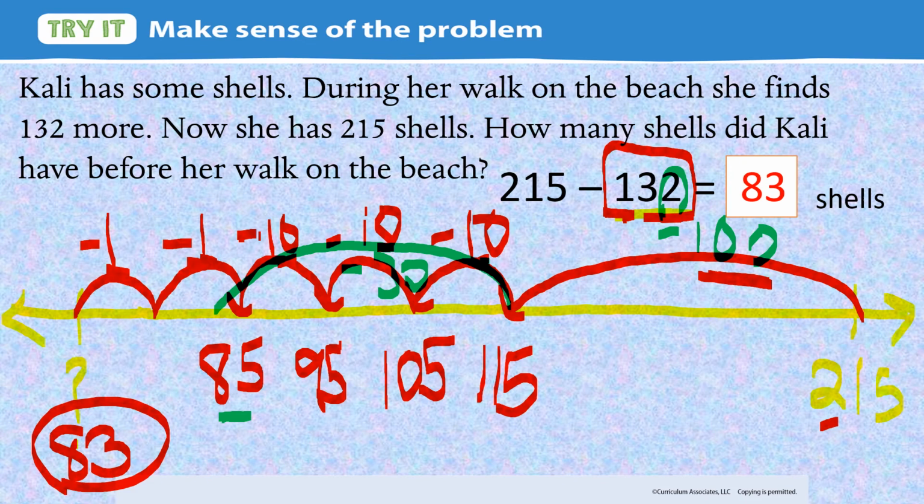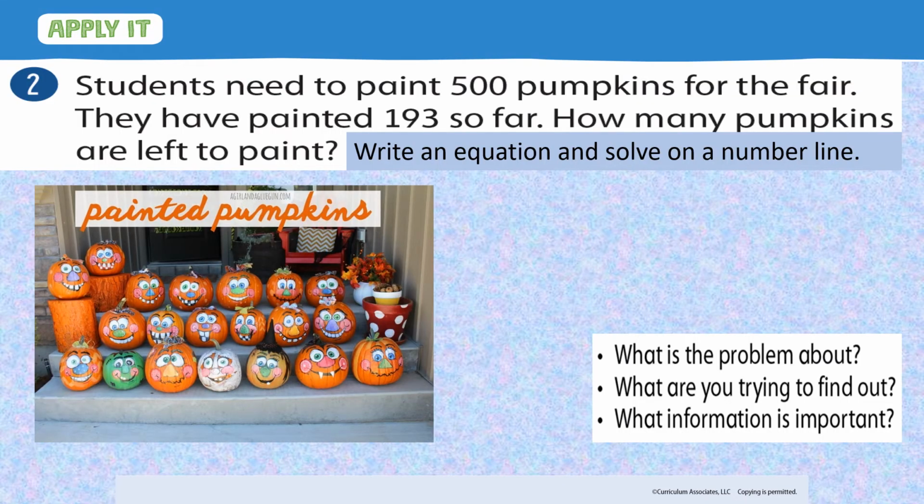Let's try another problem. Students need to paint 500 pumpkins for the fair. They have painted 193 so far. How many pumpkins are left to paint? Write an equation and solve on a number line. I want you to pause the video, then reread the problem and answer the questions at the bottom, and then solve the problem on your recording sheet. Come back and restart the video when you're ready to look at the solution.